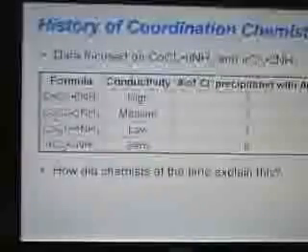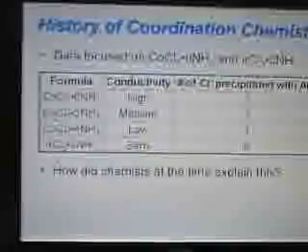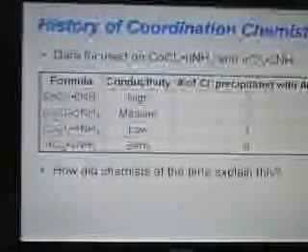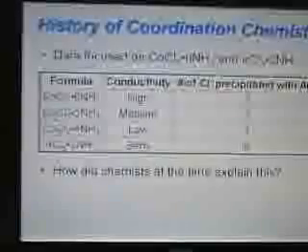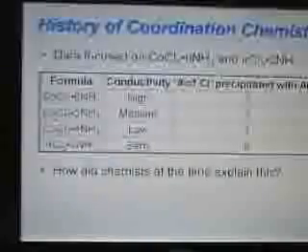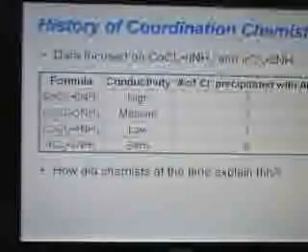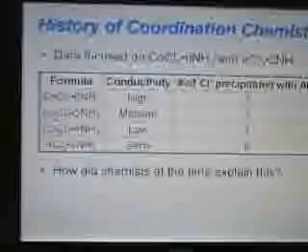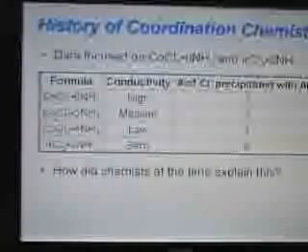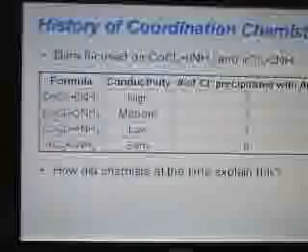Now, scientists weren't sure how to explain how coordination compounds were built. You know, what is the bonding in these compounds? So, the data that was explained focused on CoCl3·nNH3 and IrCl3·3NH3. Four coordination compounds were used to explain the bonding between the metal cation and its ligands.